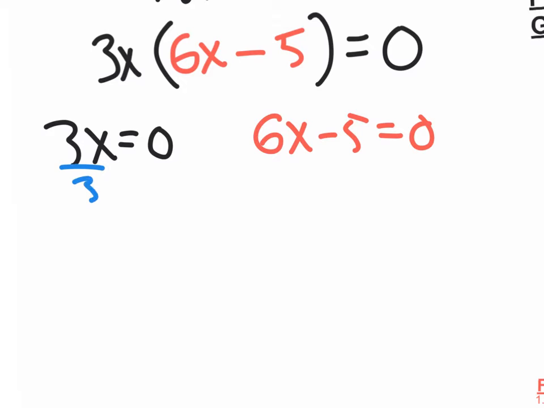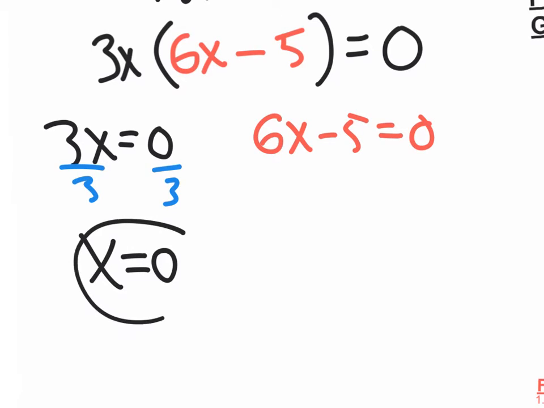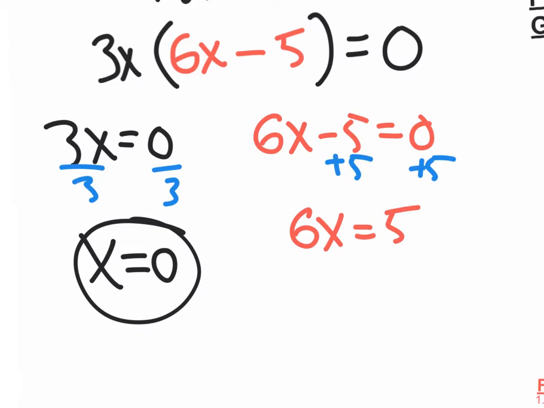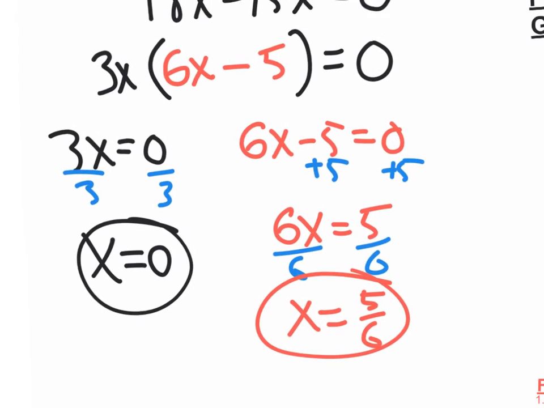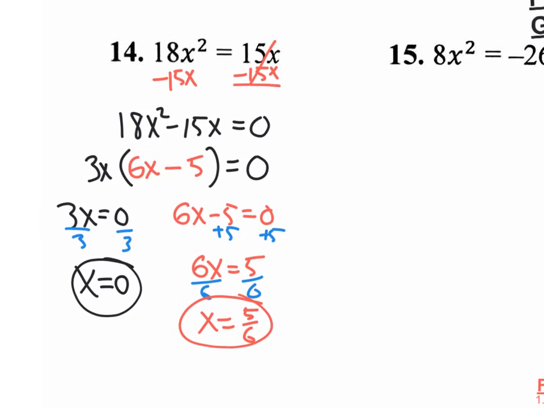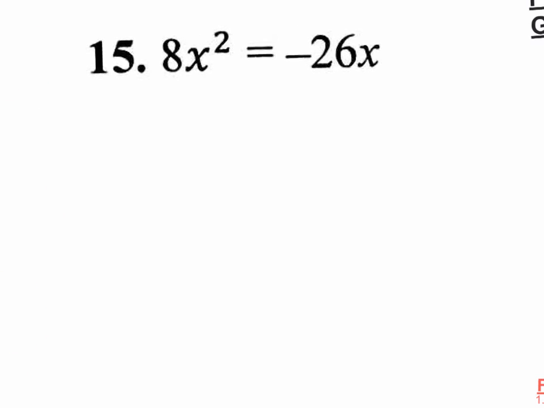We already know that this guy, when you divide by 3, it's still going to be 0, so x equals 0. That's one answer. The other one, when you add 5 and add 5, you'll have 6x equals 5, and if you divide by 6 on both sides, you're going to end up with x equals 5/6, and that's another answer for that one. Let's try this last question, number 15, right here.